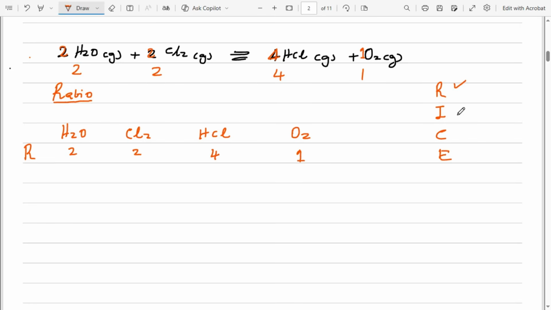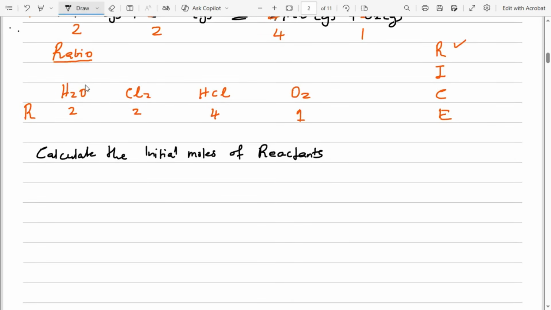Now let's focus on calculating the I, for initial. Calculate the initial moles of reactants. Okay, so we take all the reactants, and we're going to calculate the initial moles of your reactants. Okay, so look at this. How many reactants do we have? This is my reactants. Okay, so let's start with water. Let's start with H2O. Let's calculate the number of moles.